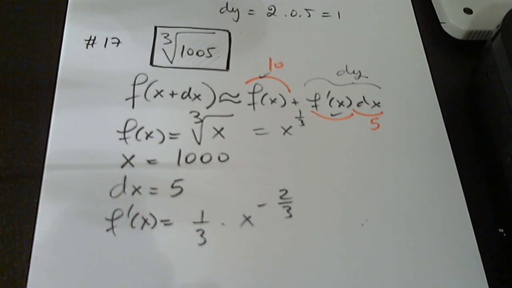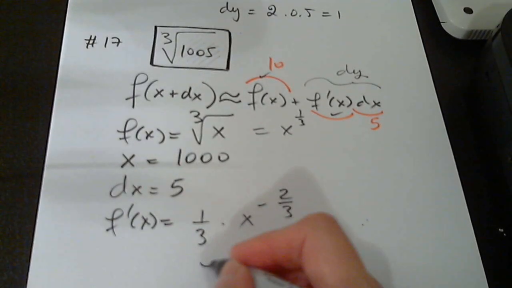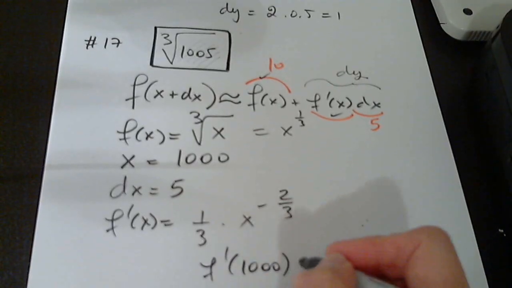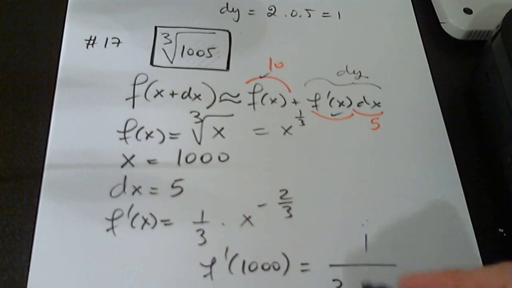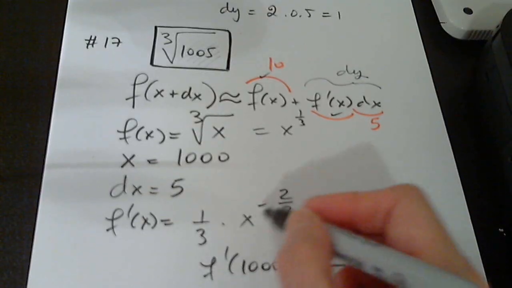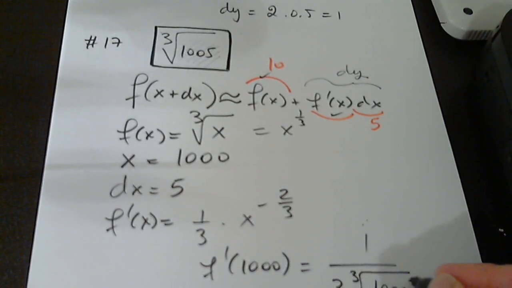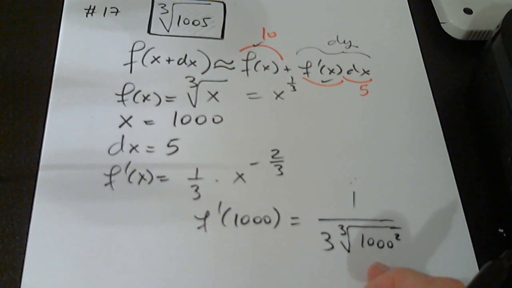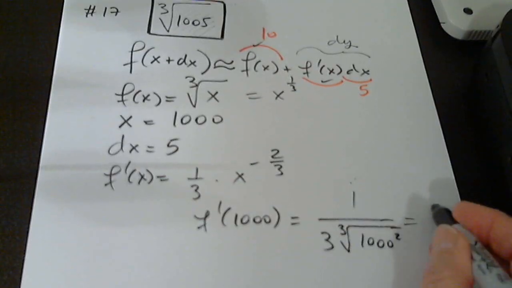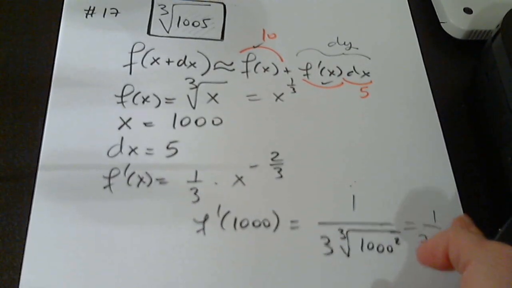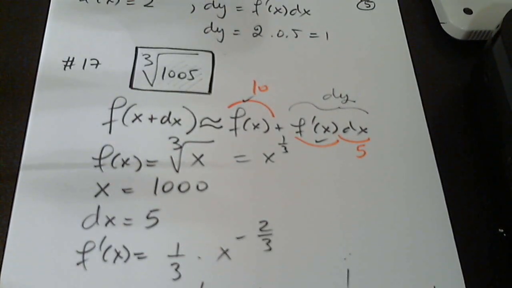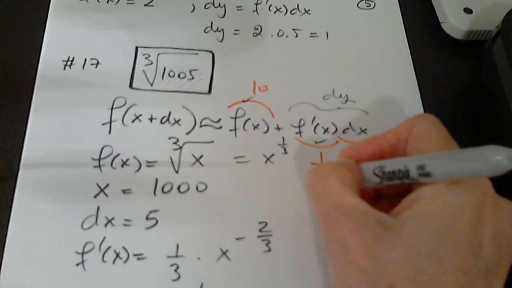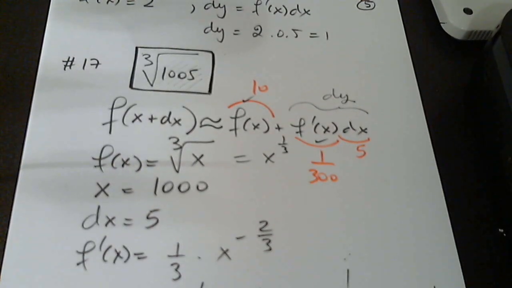So let's see how much is f prime of 1,000. It's 1/3, the cube root of 1,000 squared. The cube root of 1,000 is 10. 10 times 10 is 100, times 3, 1/300. So I have everything. That's it. I just have to simplify it, but that's the whole thing.